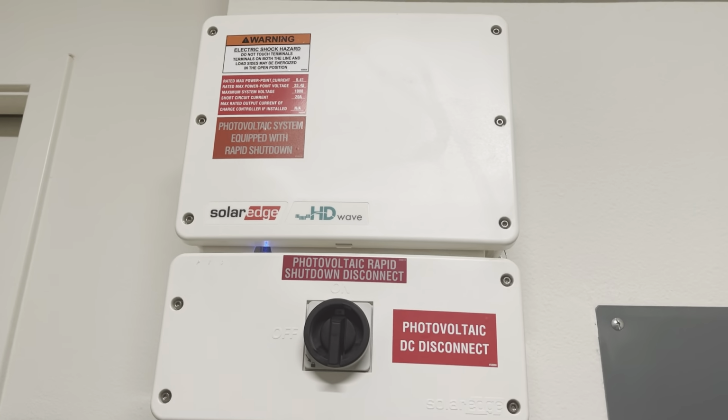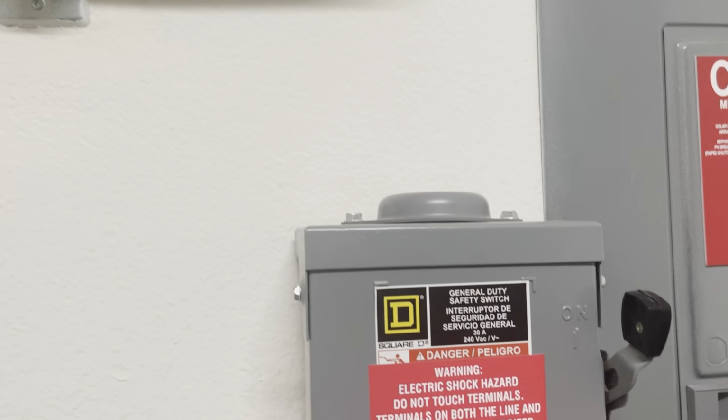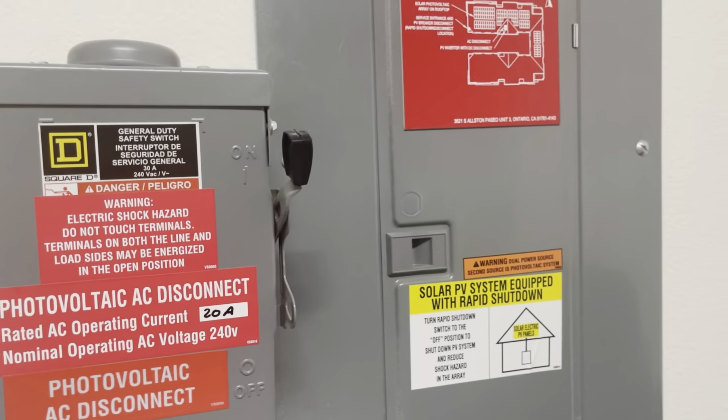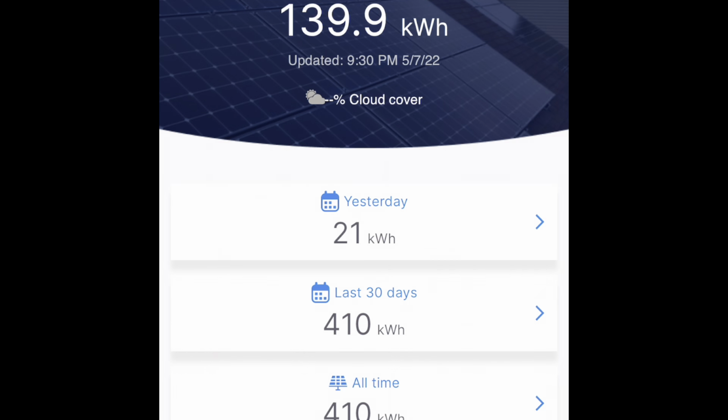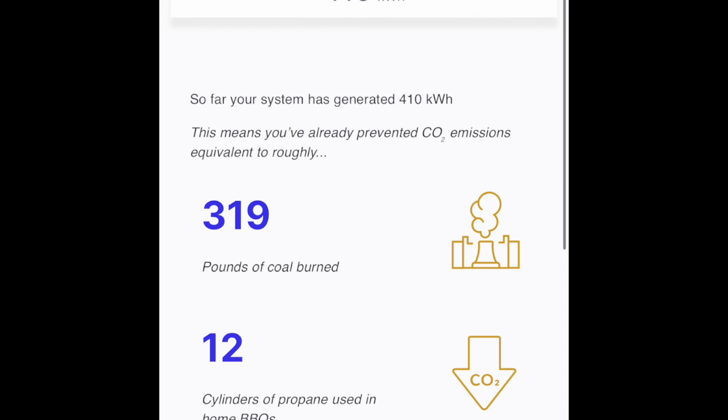I hope that this helps with how to turn on your solar system at home, how to save some energy, and how to know if you are really saving energy.